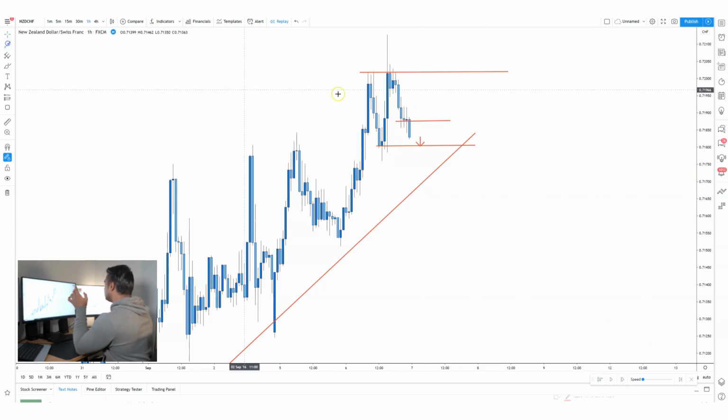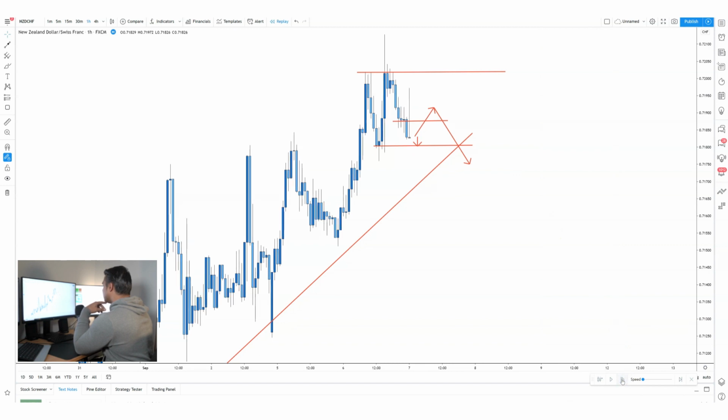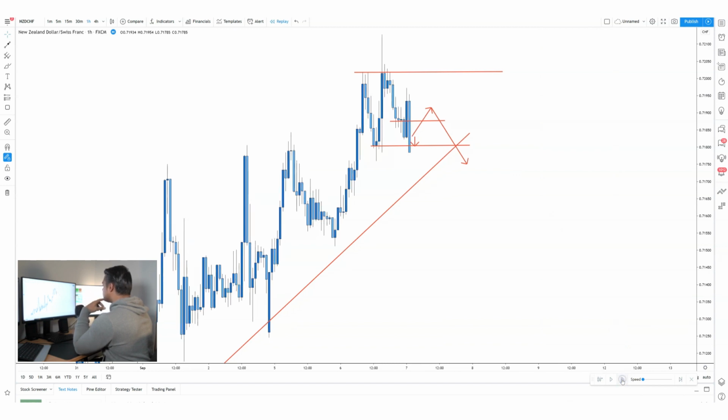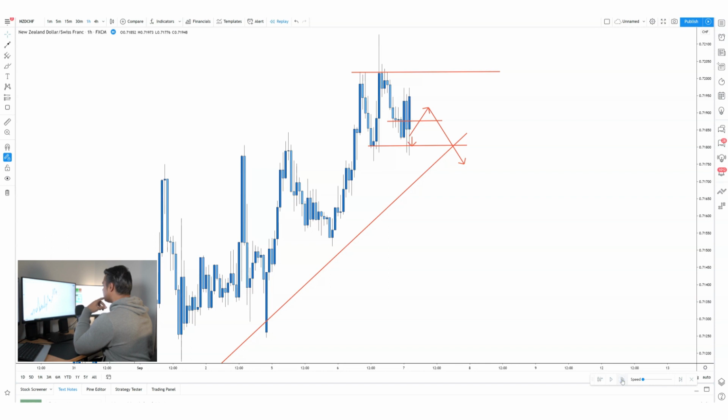And what I want to see on this, I don't want to see the market continue to push down. I want to see the pullback first and then the push. That will make me feel much more comfortable to take the trade. Okay, that's completely fine also. And let's see what happens.